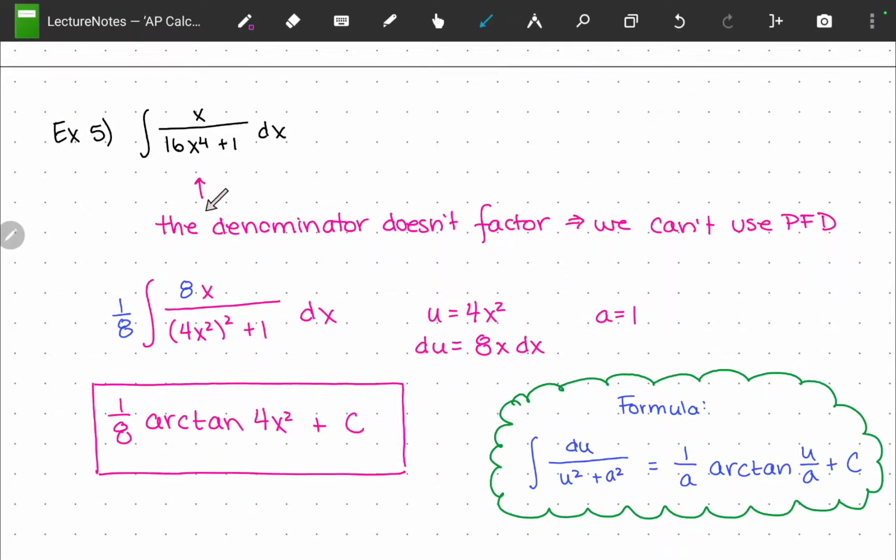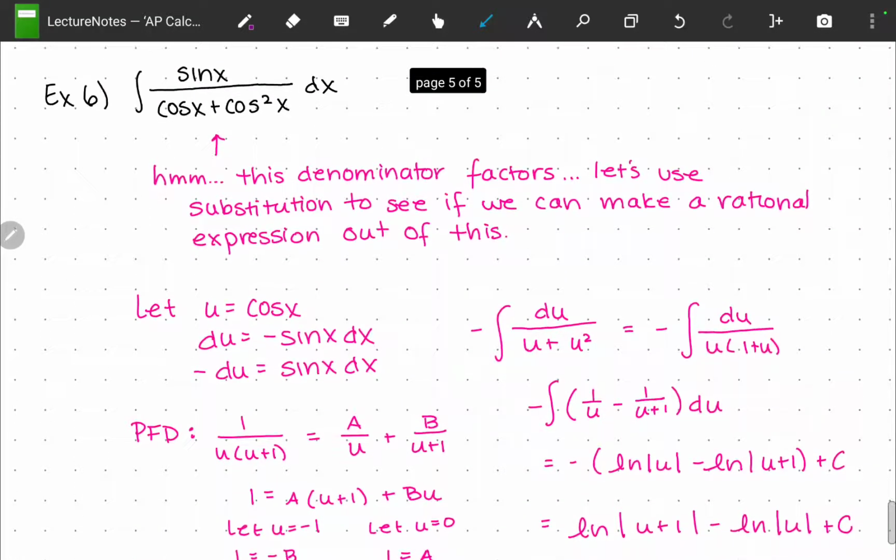So like I said, the denominator doesn't factor, so we're going to use this formula instead. If you rewrite this as 4x squared, then we see u is 4x squared, which means du is 8x dx. Now we're supposed to have du in the numerator, which we don't yet, but if I multiply by 8 and then divide by 8, I keep it equivalent, and now it's a perfect match. So I just literally plugged into the formula. Yay! So that's example 5, and then example 6.